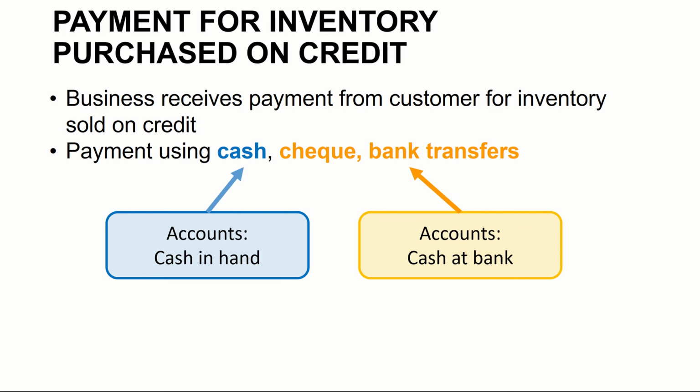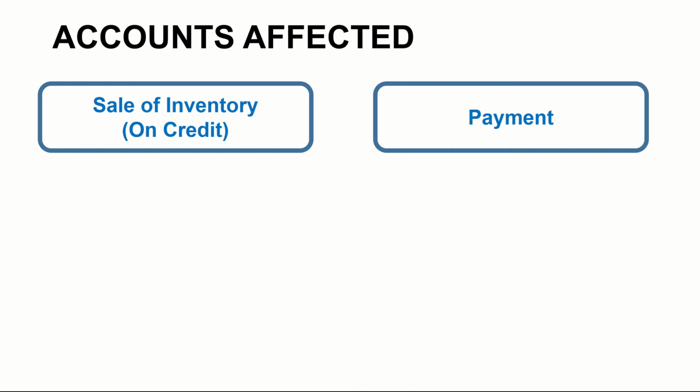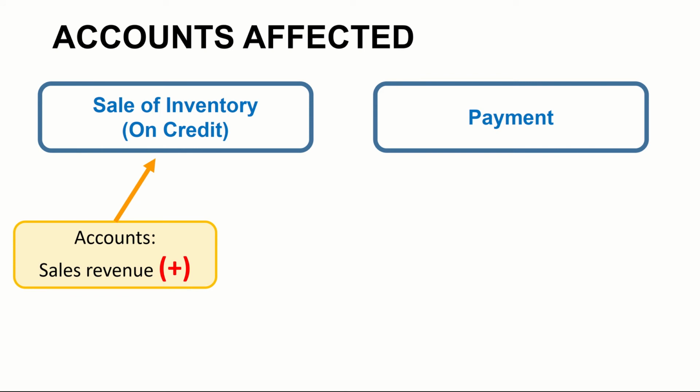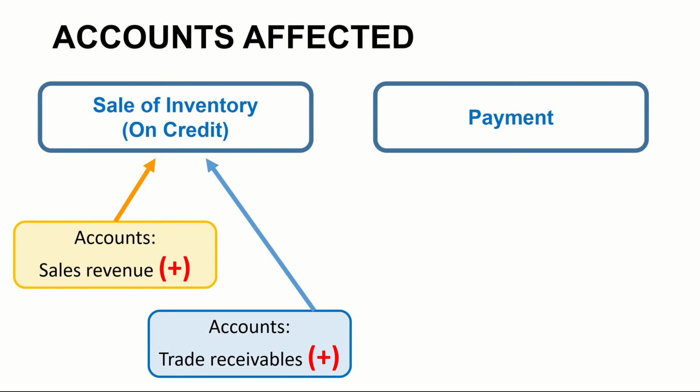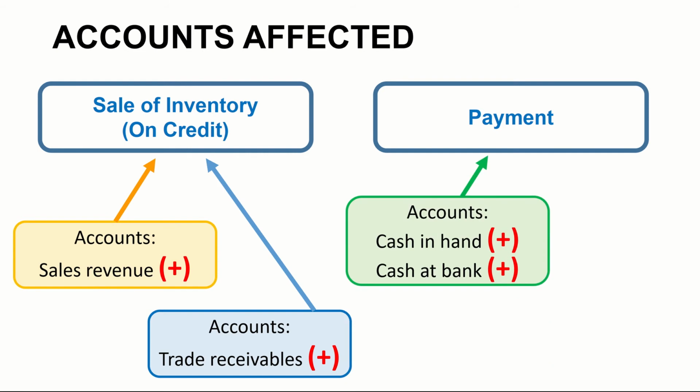All right, let's look at a transaction. What are the accounts affected? When you sold your inventory on credit, with regards to the selling price, you will record a sales revenue plus and a trade receivable plus, right? This is what you learned in the previous lesson. So what happens when your customer pays you? You receive cash in hand or cash at bank, depending on whether it's a cash payment or a check payment. And these two accounts will increase because you have more money. Yay! You have more money, whether it's dollars and notes or money in your bank account.